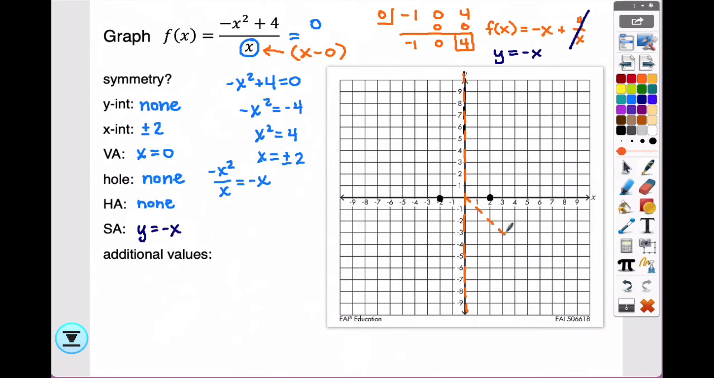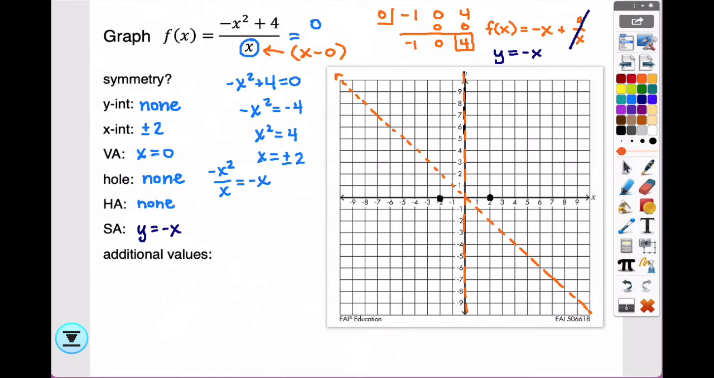The line y equals negative x just has that negative 1 slope, down 1 over 1. So there are the asymptotes. It looks like we might have some symmetry. It would probably be origin symmetry, right? Can you imagine flipping this graph upside down? As of right now, it's looking like it would look the same upside down.